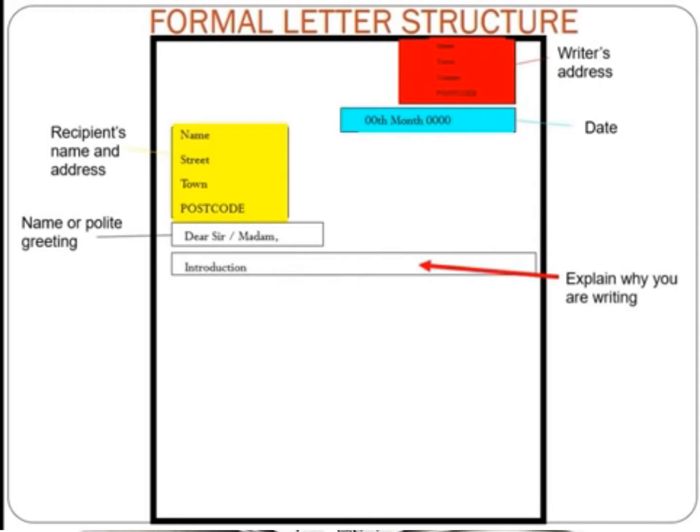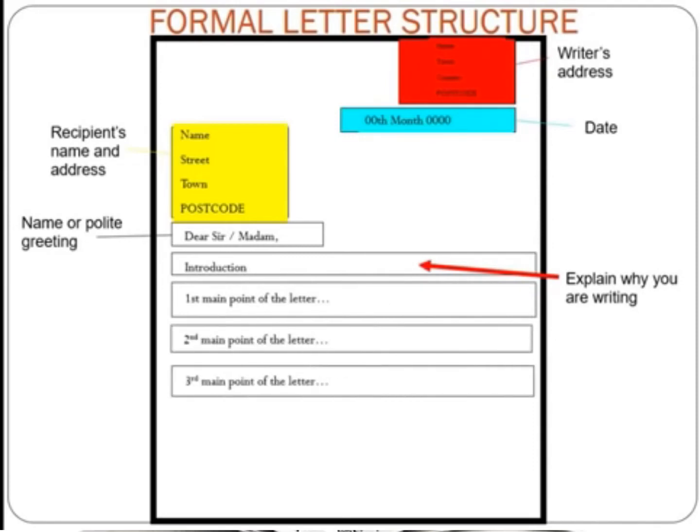Then in our introduction, 1 or 2 sentences, you're going to explain why you're writing. Then you're going to have your first main point, your second main point, and your third main point. So in the letter of complaint to a train company, the first main point could be the staff were rude, the second main point could be the train was late, and the third main point could be that the toilets were disgusting, for example.